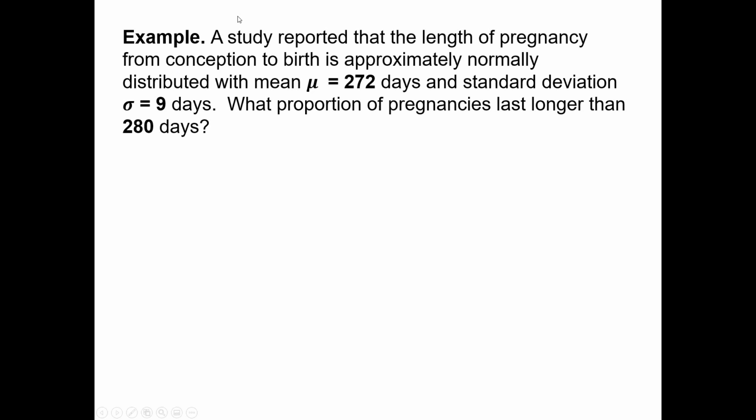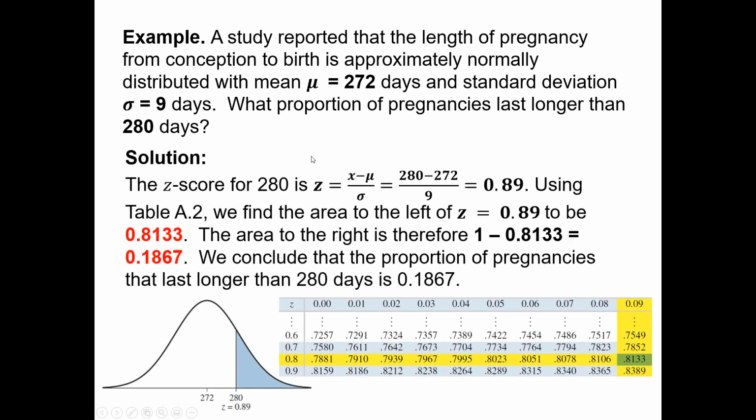So the next problem, same thing, same distribution, but we want to find the proportion of pregnancies that are longer than 280 days. So first we've got to standardize it. Z equals 280 minus 272 divided by 9, which is 8 divided by 9, which equals this. Well, if we go to our standardized normal table, remember this is the area to the left of it, so subtracting that from 1 equals 0.1867. So we can conclude that the proportion of pregnancies that last longer than 280 days is 0.1867.